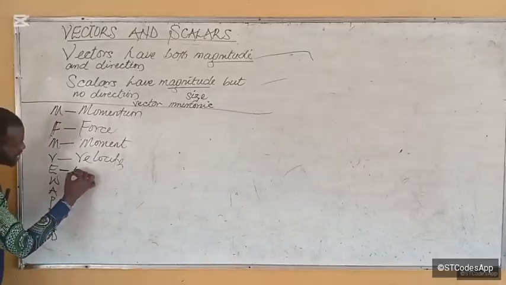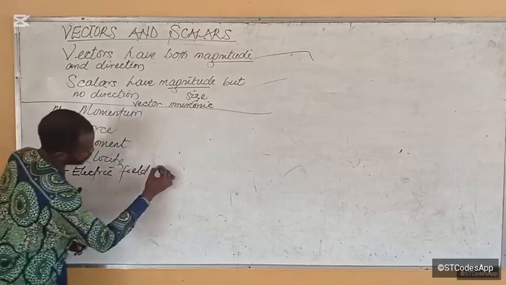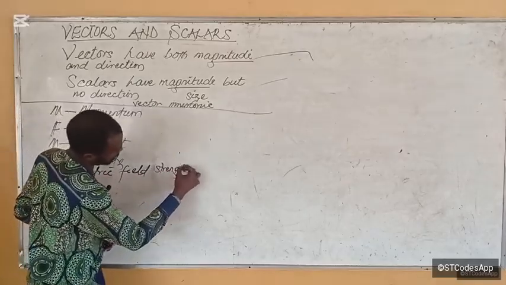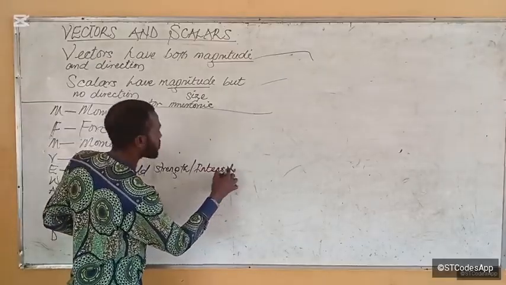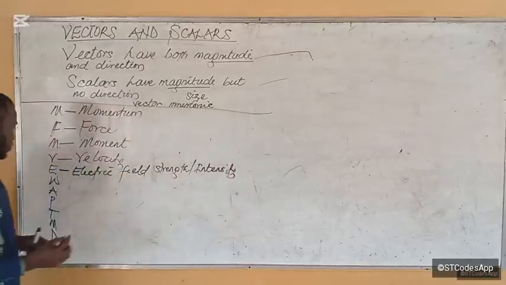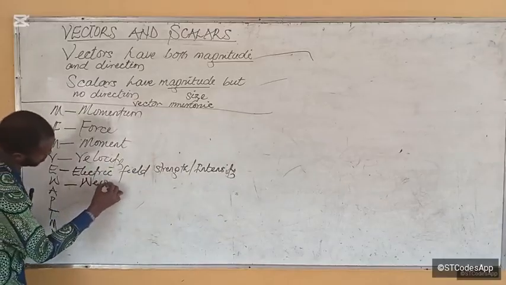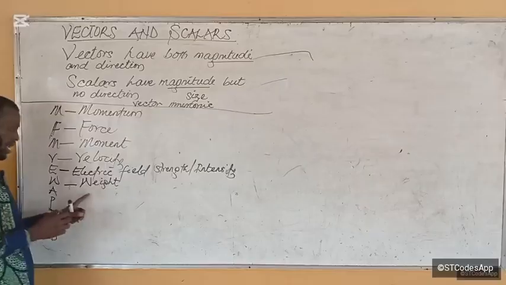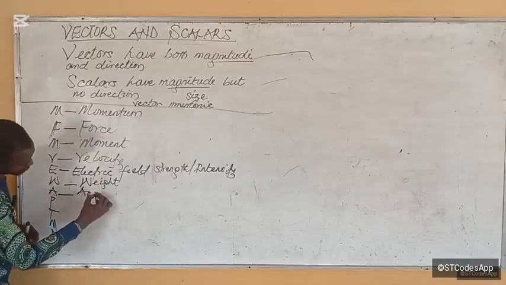E is electric field intensity, or electric field strength. They mean the same thing. Is that okay? And I have a video on that already. W stands for weight, not work done. Weight, not work done. Then A stands for acceleration.